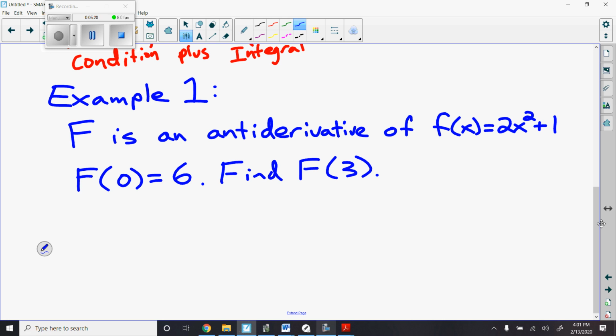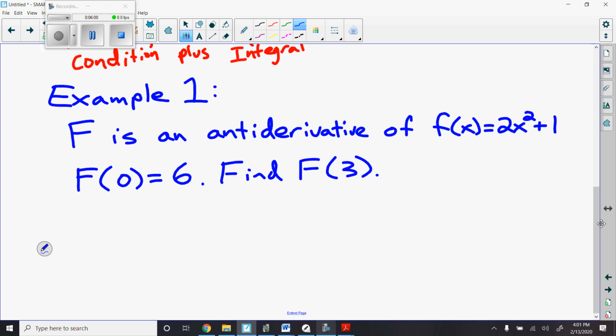Okay. So here's what we do when we see this problem. We first off have to identify the function, and we have to identify the antiderivative. The function here is f of x. The antiderivative is capital F. We can see that just by reading the problem, because the problem says capital F is an antiderivative of f of x. And then we have to identify our initial condition. Our initial condition here is that F of 0 equals 6.